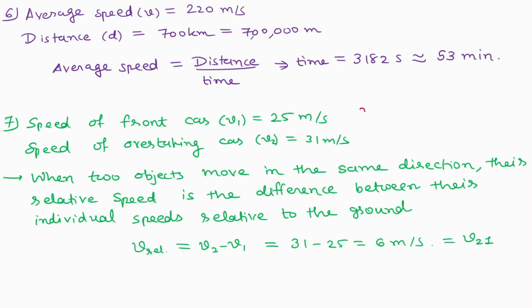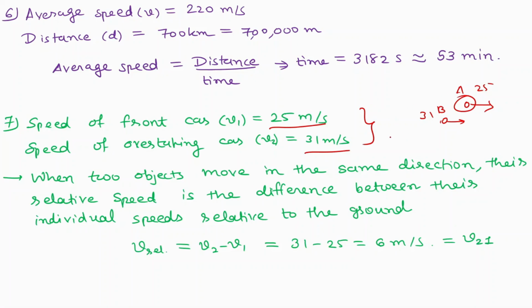Here I write the given data. The speed of the front car is 25 meters per second. The second car's speed is about 31 meters per second. After some time it will overtake the first car. They are going in the same direction. Let's name them car A and car B. When two objects move in the same direction, their relative speed is the difference between their individual speeds.